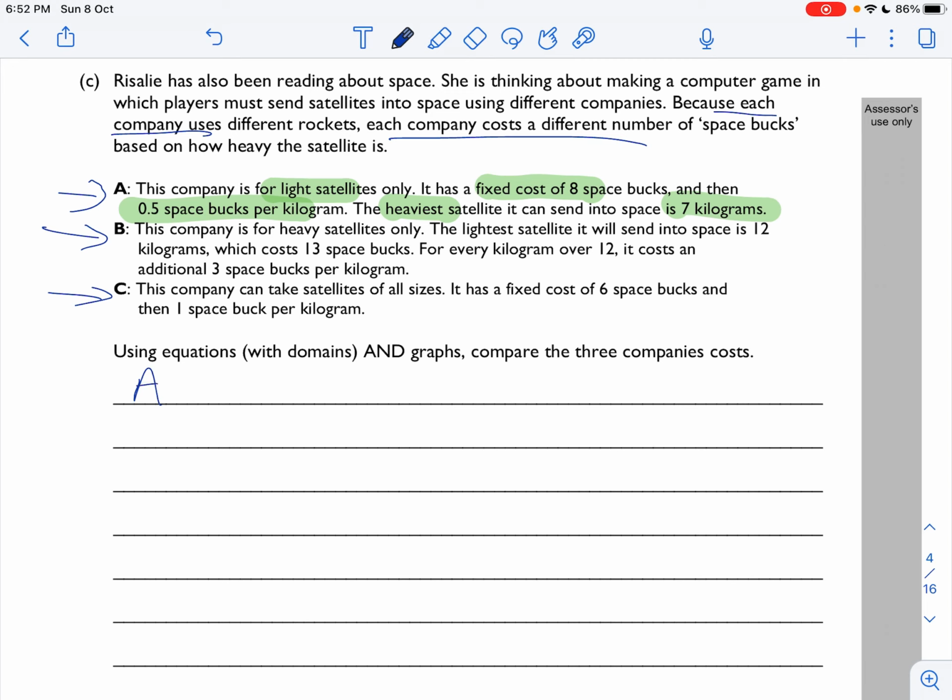So if we go for A, our Y, which is our cost. Our variable bit is the 0.5 space bucks per kilo, so we'll just call it X, or you can call it K for kilo or whatever. The fixed cost is 8, so we put the +8 on the end.